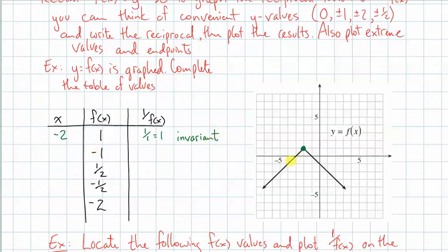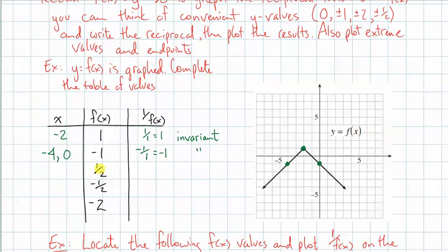Negative 1. There's a negative 1, and there's a negative 1. It occurs twice. It occurs when x is 0 and negative 4. The reciprocal of the y value is negative 1. Again, it's invariant, so I'm going to plot nice big dots right there. Those ones don't change.